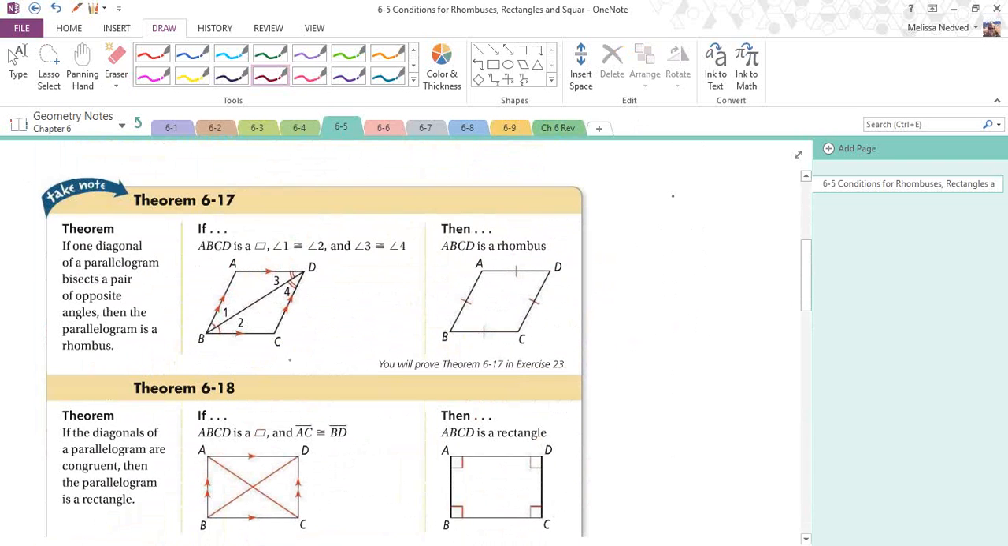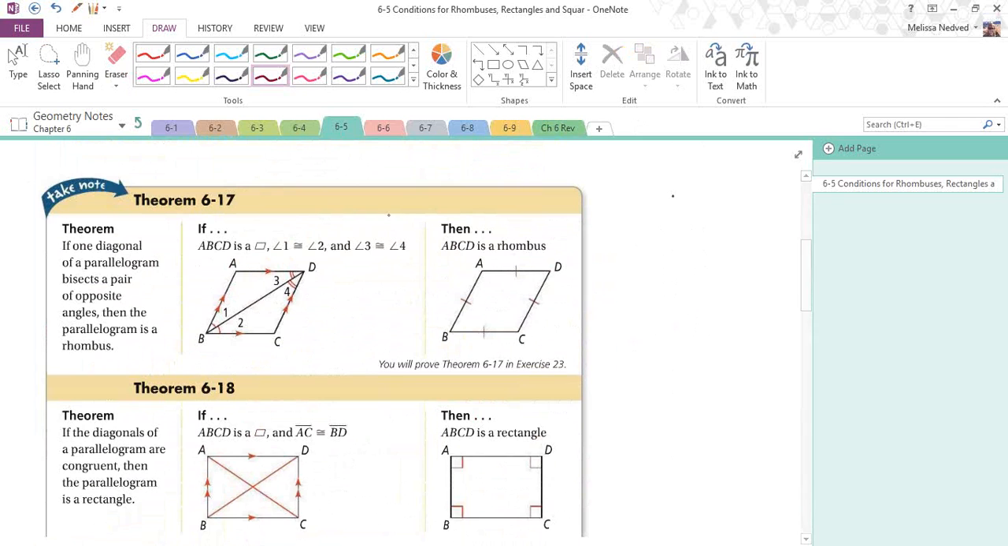And angle ADC is cut into 2 congruent angles. We can see angles 3 and 4 are congruent by the double marking. Then I know I've got a rhombus. So if either one of those things is true, perpendicular diagonals, or a diagonal becomes an angle bisector, I know I have a rhombus.